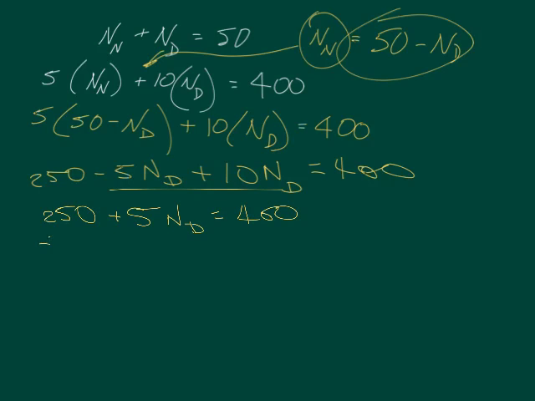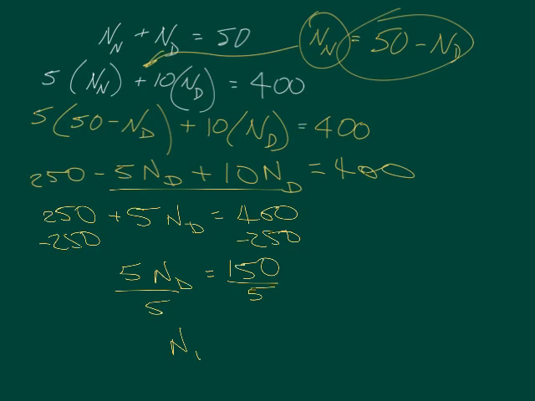I'm going to subtract 250 here, subtract 250 here, and I get 5 times the number of dimes equals 150. Divide by 5, divide by 5, and the number of dimes is going to be 30. 150 divided by 5. So if the number of dimes is 30, then I can look up here at the top and realize the number of nickels has to be 20.